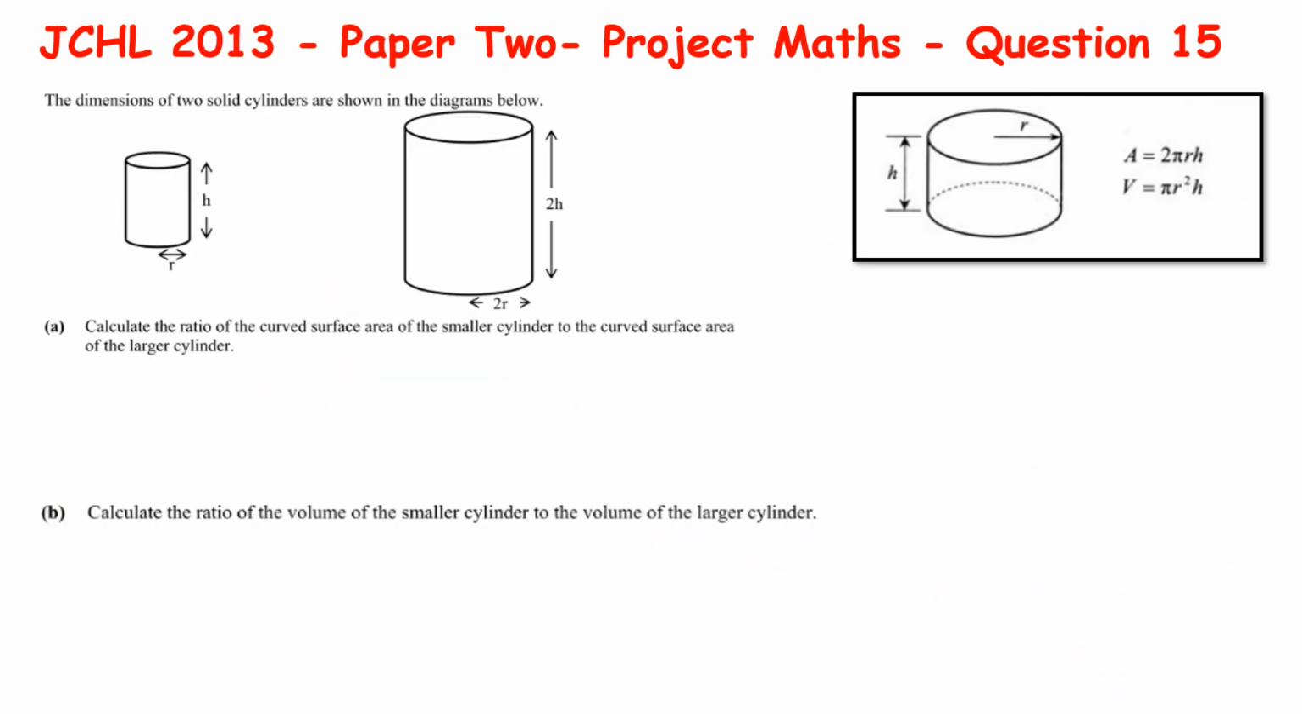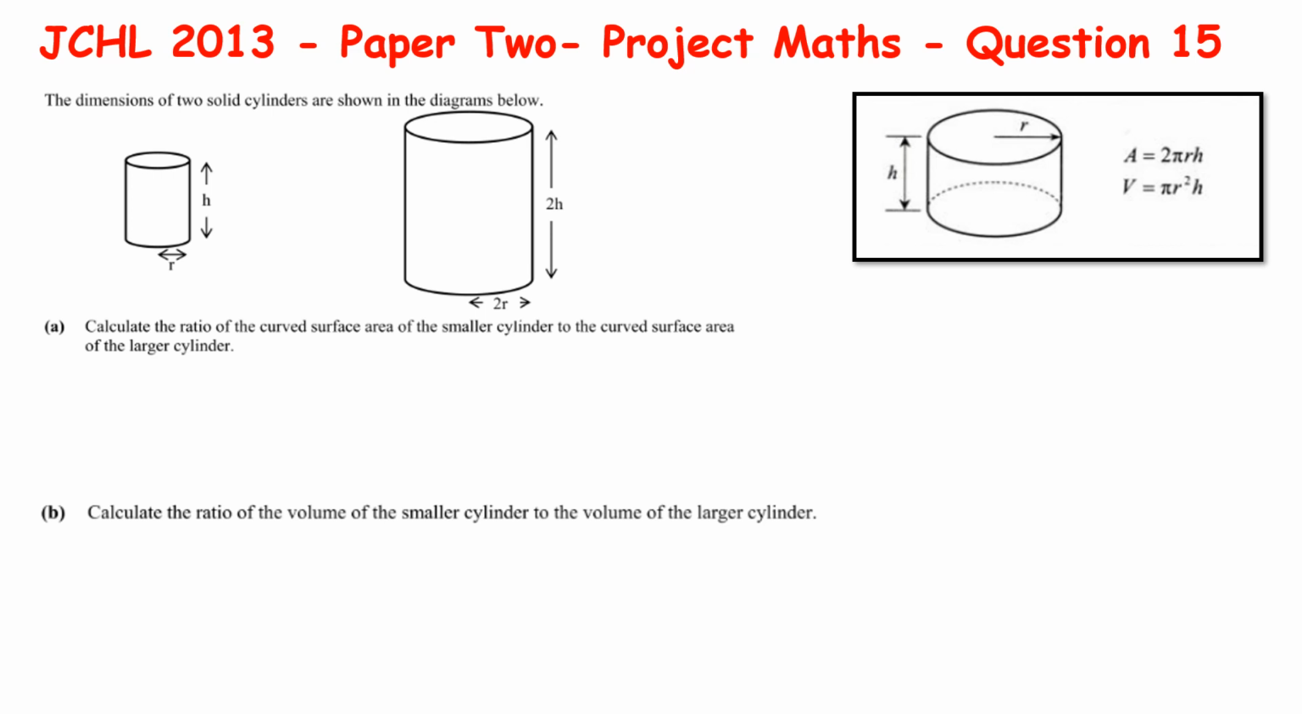Let's look at another Junior Certificate higher level question. This one is from the 2013 paper. So the dimensions of two solid cylinders are shown in the diagrams below. Calculate the ratio of the curved surface area of the smaller cylinder to the curved surface area of the larger cylinder. So there's a few things that make this question tricky. The first is the idea of writing a ratio. That often gets students quite confused as to what we have to do. But don't let that stop you. That's just how we're going to display our answer at the end.